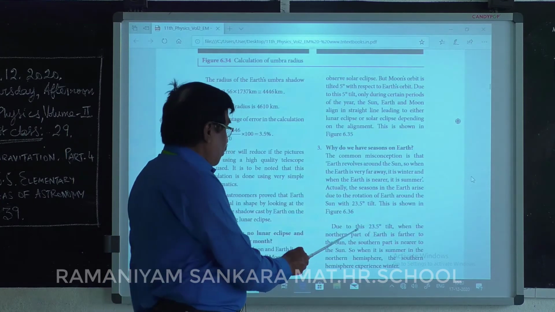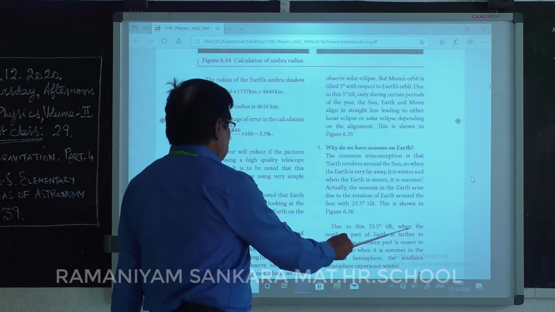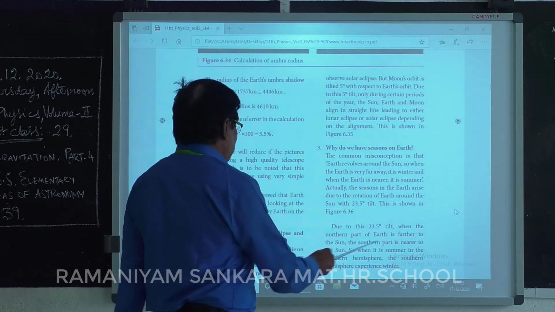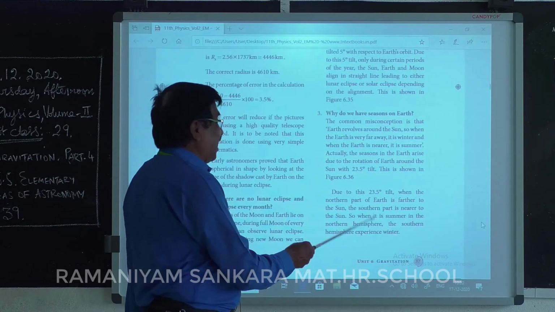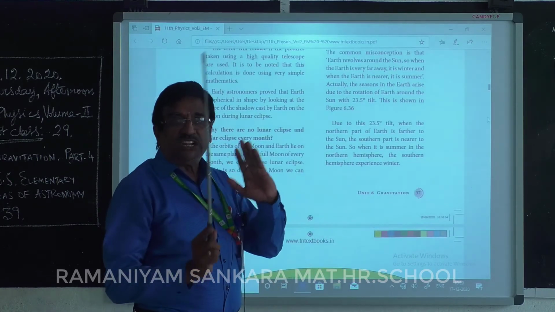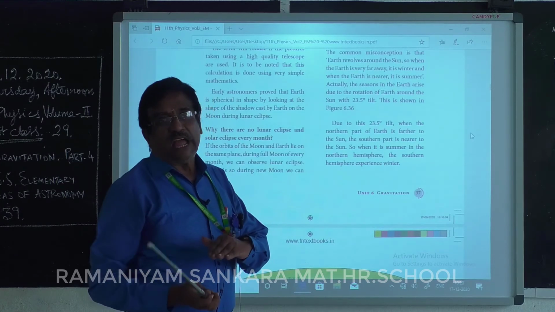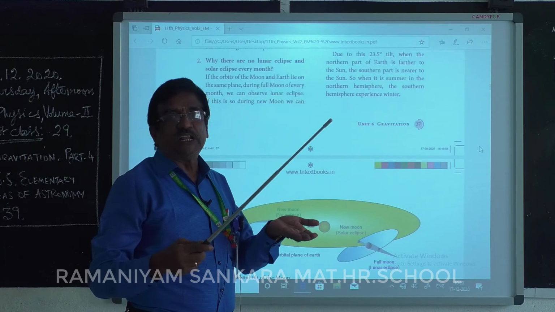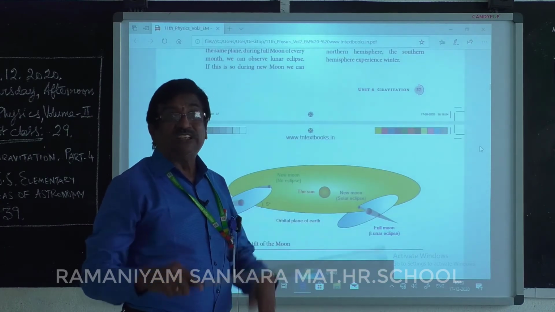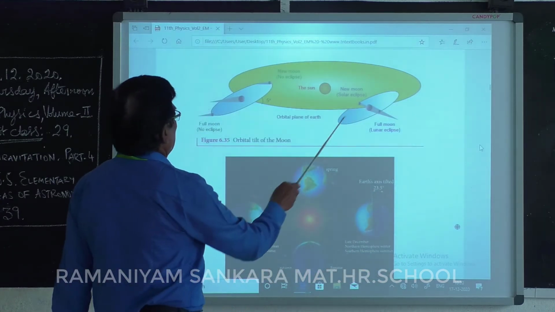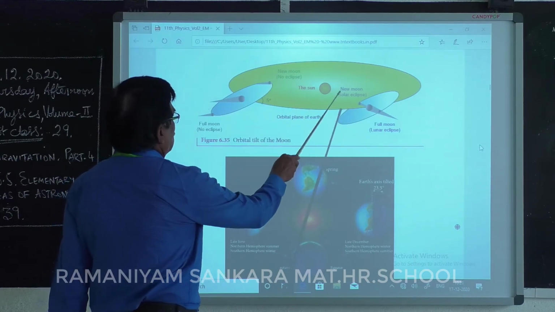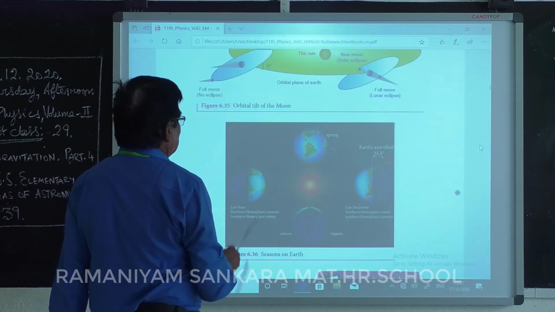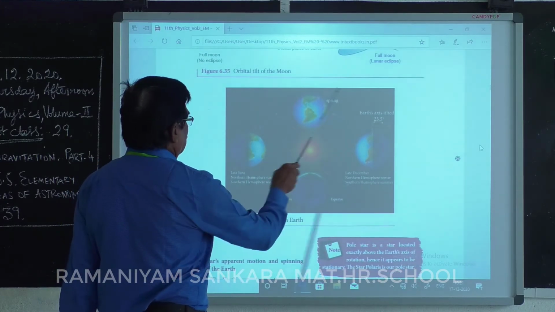Due to this 23.5 degree tilt, when the northern part of the earth is farther from the sun, the southern part is nearer the sun. So, when it is summer in the northern hemisphere, the southern hemisphere experiences winter. Remember, one side is day, the other side is night, like that, upper surface and lower surface. The upper surface is the northern hemisphere and the lower surface is the southern hemisphere. See the diagram: sun, new moon, no eclipse; new moon, solar eclipse. Try to understand. You should know how to draw the diagram.